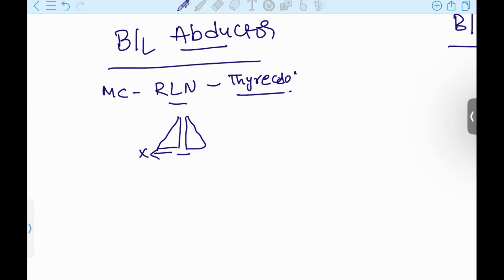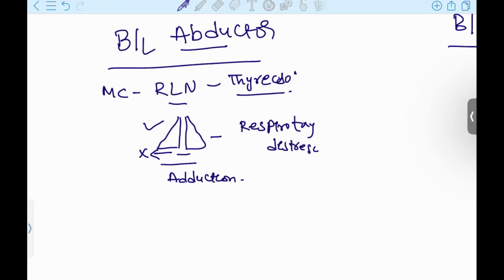So what happens if only adduction is happening and abduction is not happening? What will these patients have, guys? Increased respiratory distress. Sudden collapse from respiratory distress is seen. But how is the adduction at least happening? Because the adduction is due to which nerve? That is due to your superior laryngeal nerve, which supplies the cricoid cartilage.